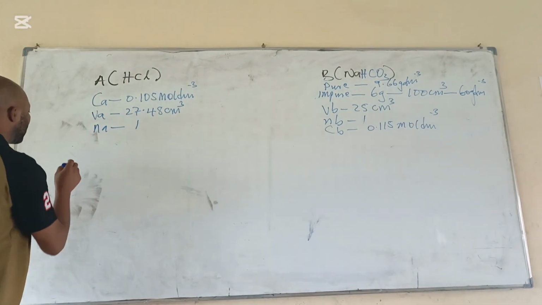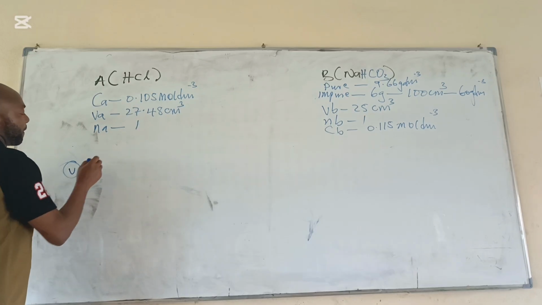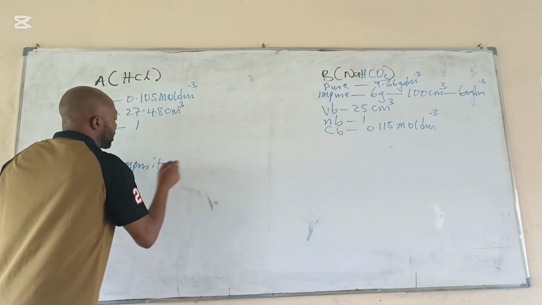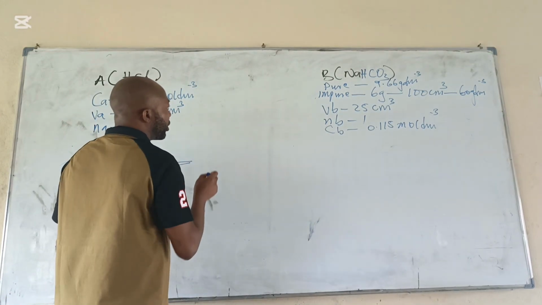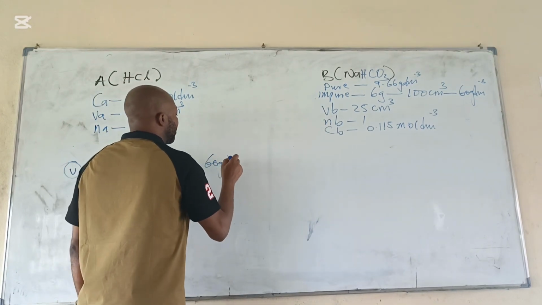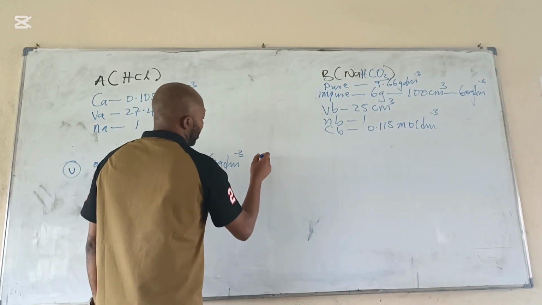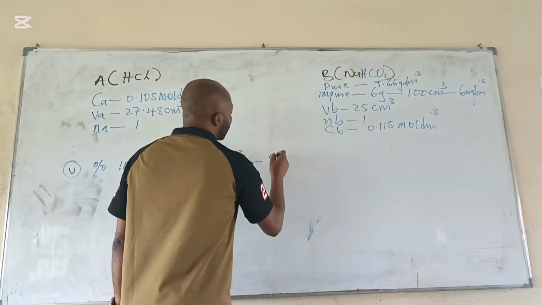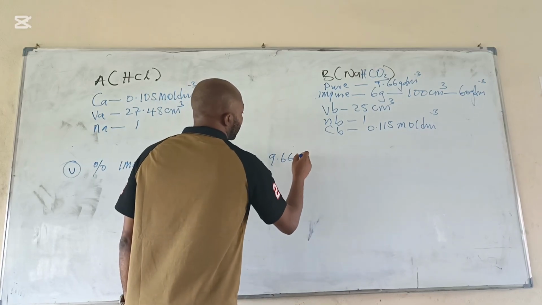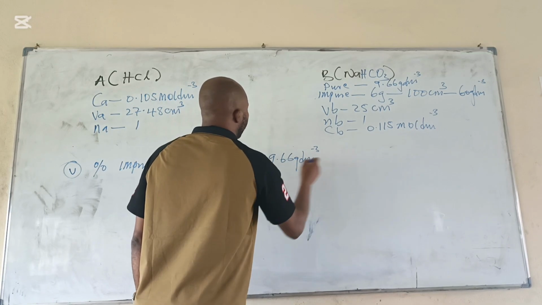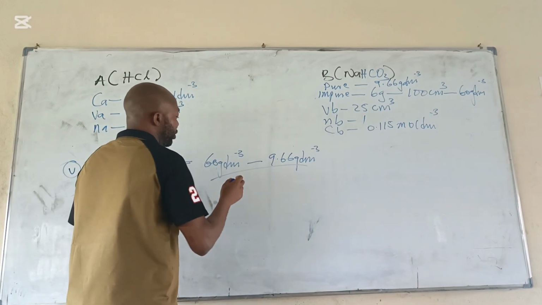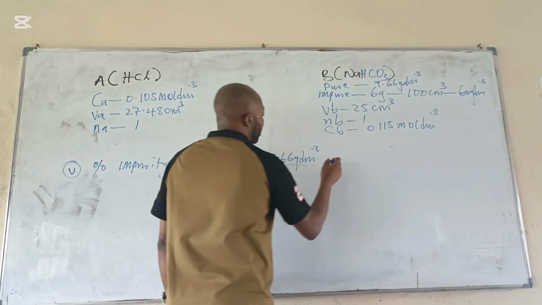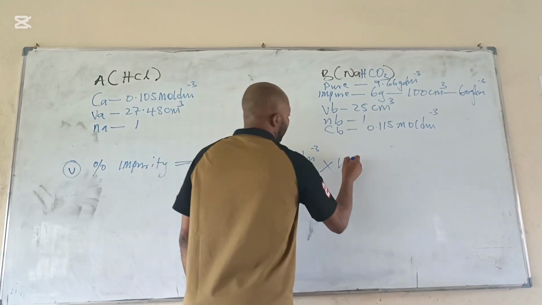Okay, the last one, which is 4 or 5, something like that. Percentage impurity is equals to mass concentration of impure, 60 g/dm³, minus mass concentration of pure, which is 9.66 g/dm³, over the mass concentration of impure again, which is 60 g/dm³, times 100.